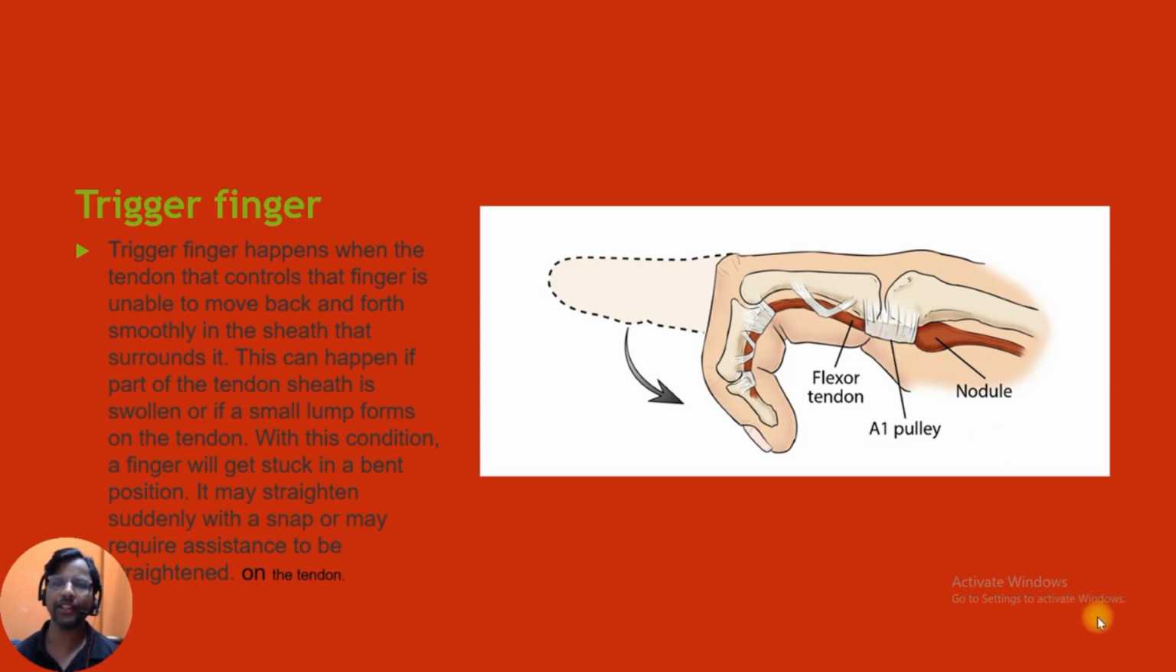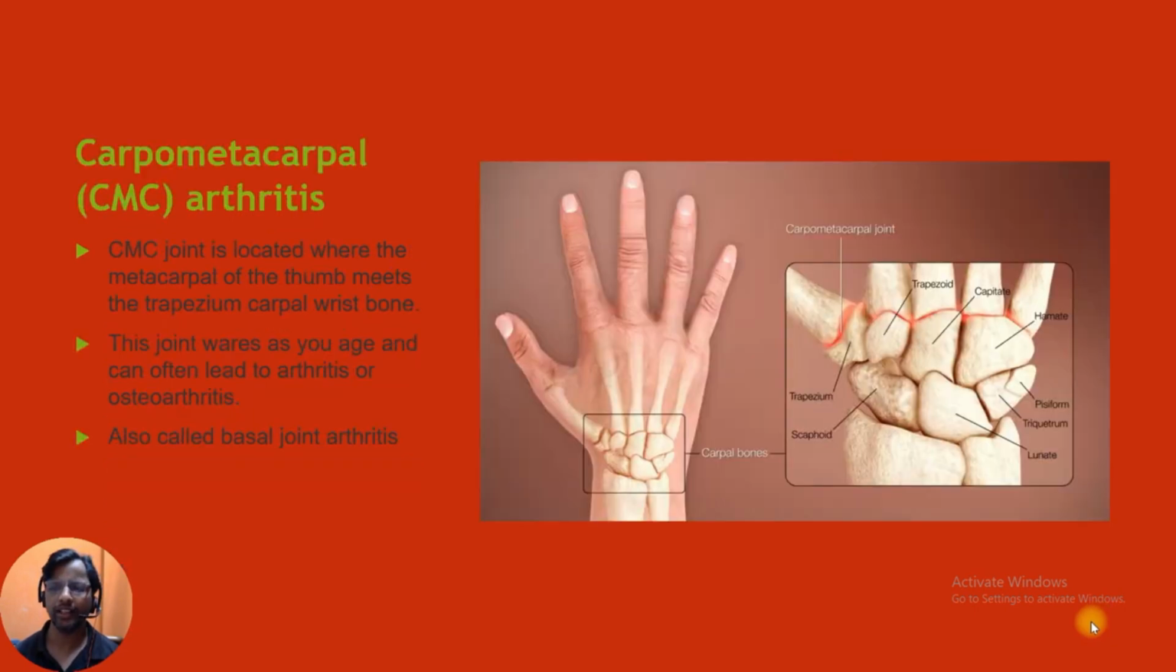So whenever you want to code trigger finger, your keyword is A1 pulley. Whether the patient is performing A1 pulley release or not, you need to check for A1 pulley release or incision on the A1 pulley.